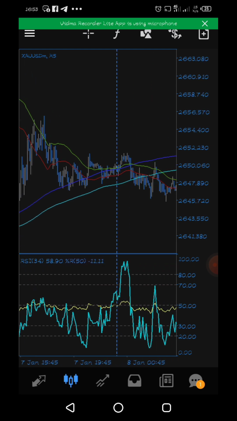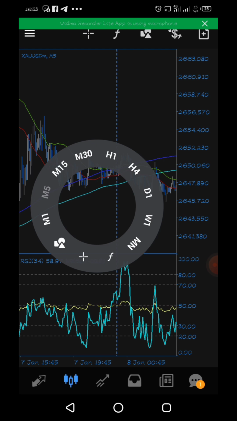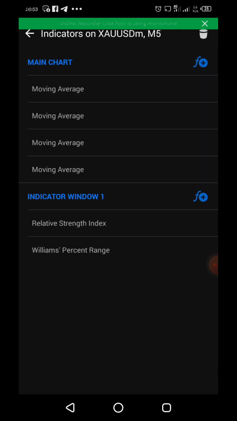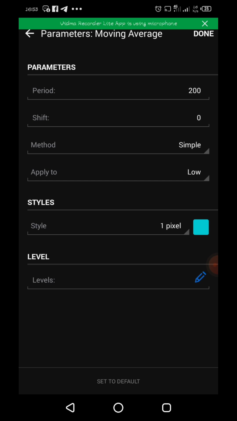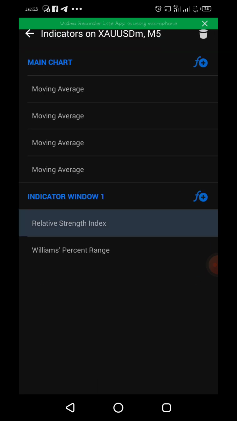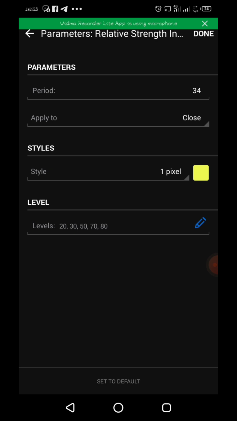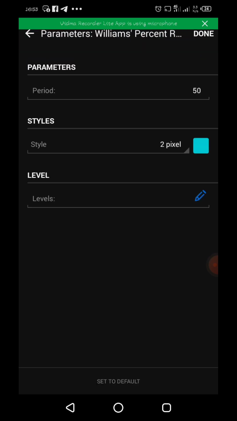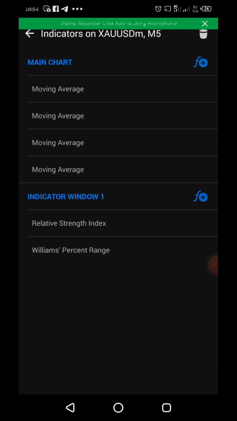So let me quickly show you the setup so that I won't make this video long. Now these are the setup. The first one is this. We have the first moving average 200 simple low, and the second one we have 200 simple high. Then we have the 34 simple low, and we have the 34 simple high. Then on the indicator window one we have 34 close, and we have 50 close, as you can see.